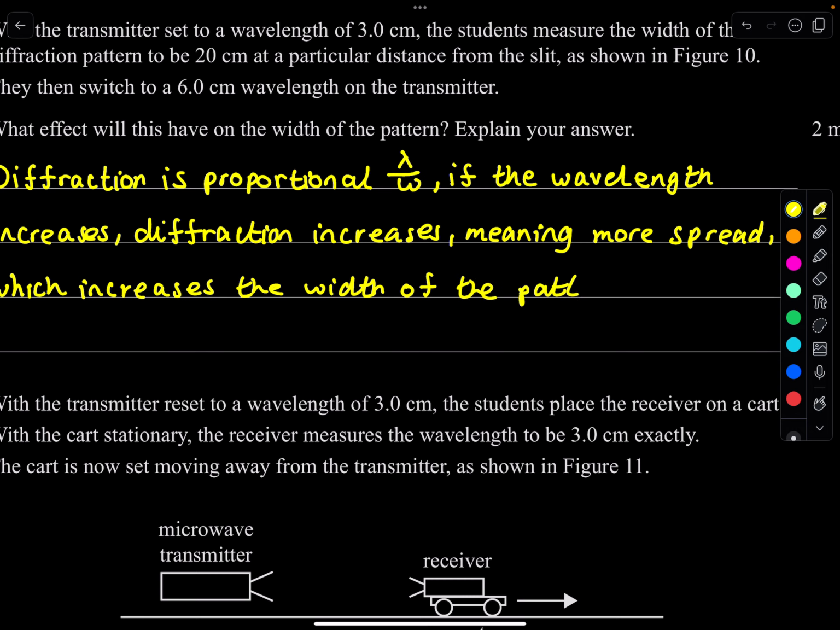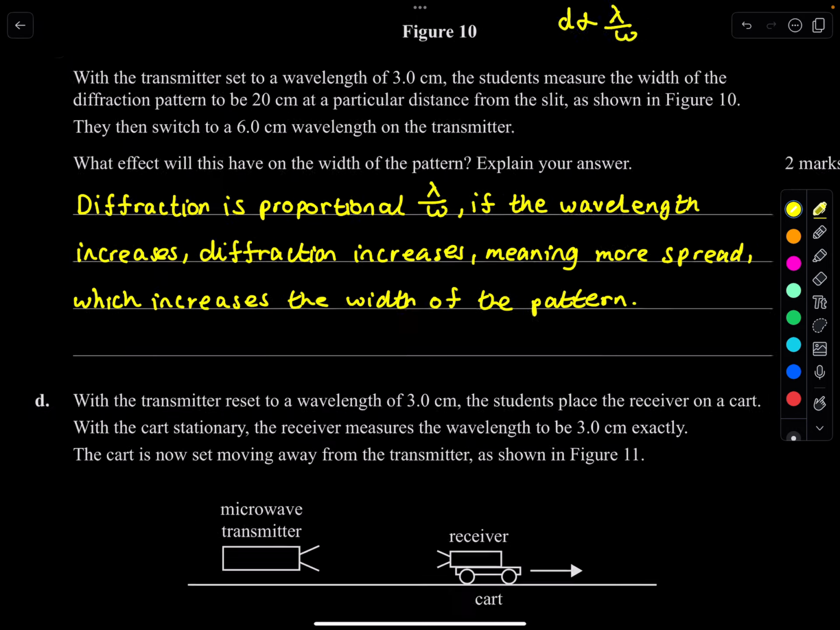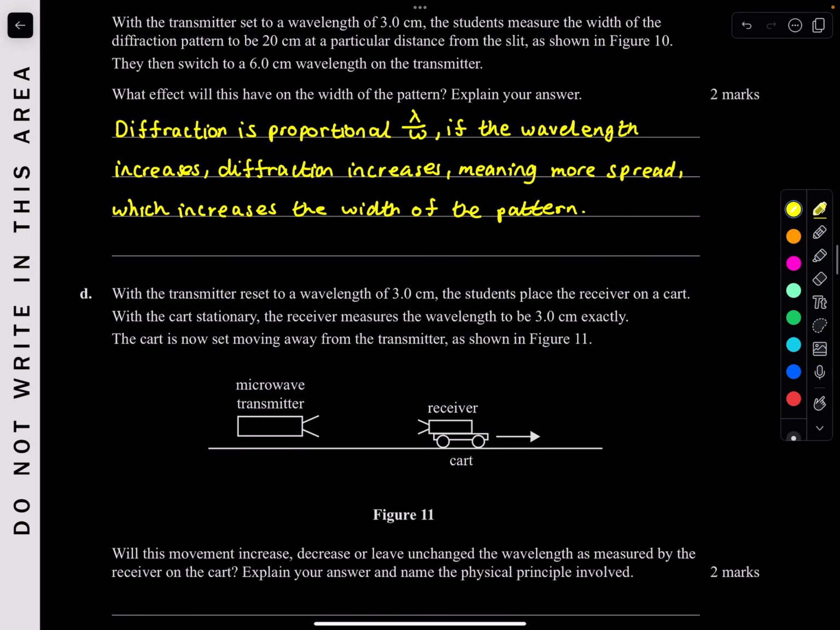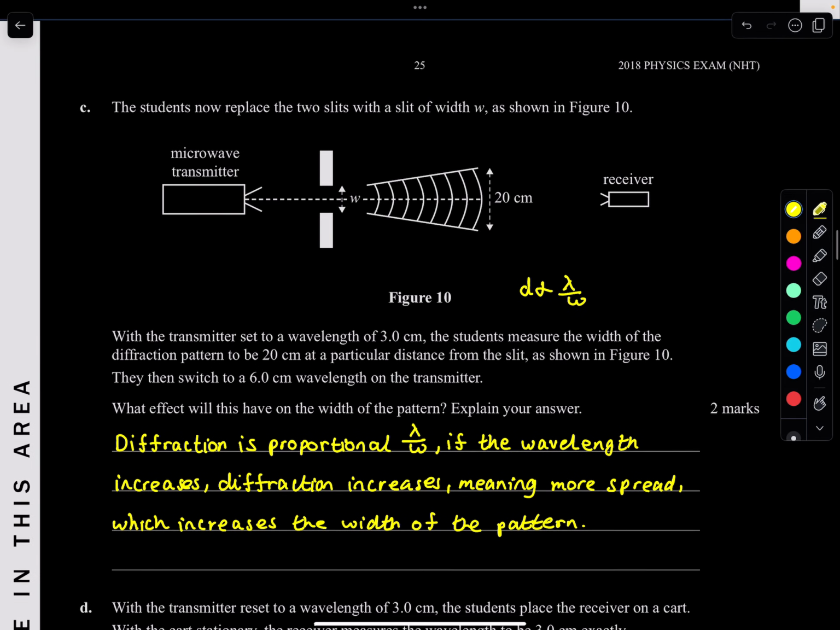That is it. That's a very nice basic question. Simple, nice, gets to the point. And yeah, I hope that makes sense, how to do this question.